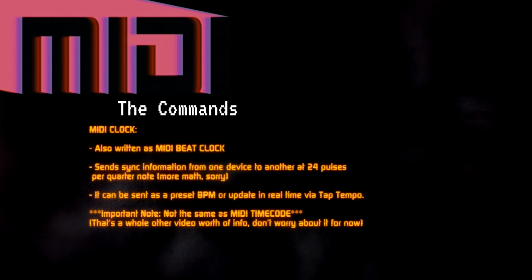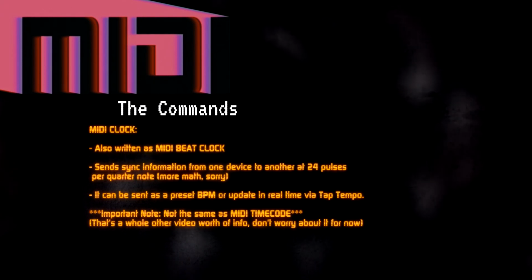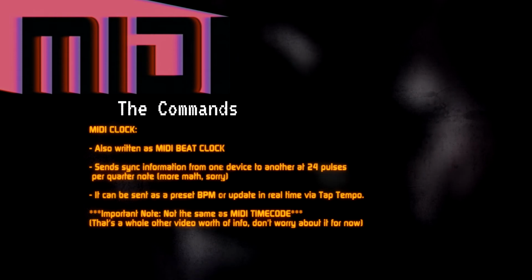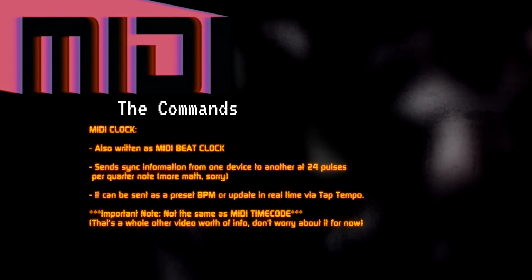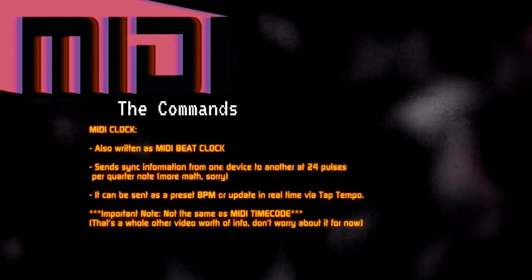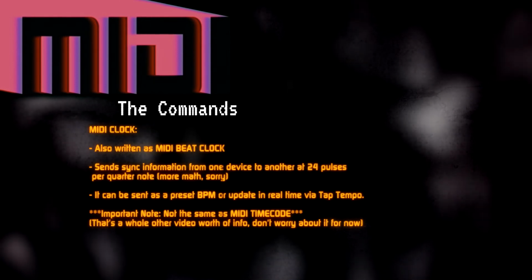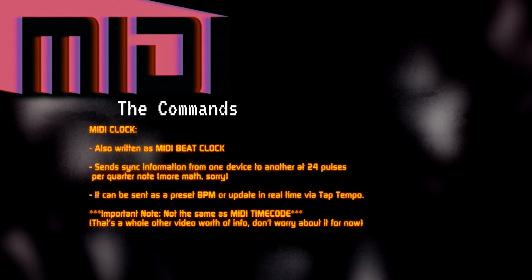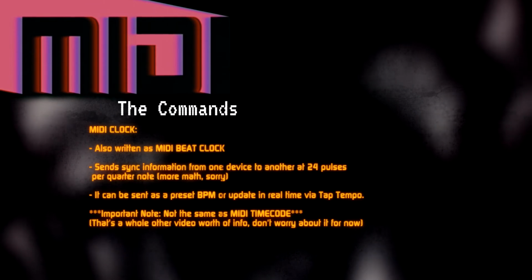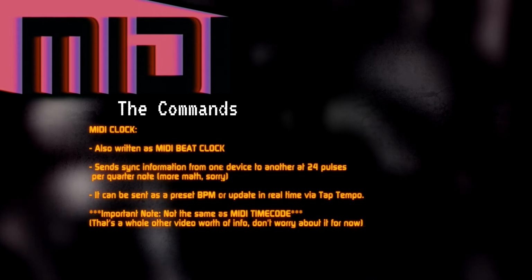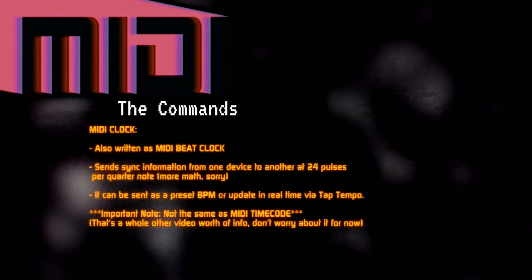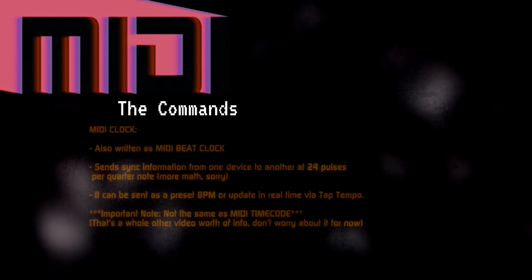MIDI clock is exactly what it sounds like. It's a clock that keeps time. You can have one central controller setting the tempo of anything else down the chain. Useful to have a preset loaded up that sets all your delays and modulation to 120 BPM, or a single tap tempo that sets the speed of all your delays and modulation all at once.